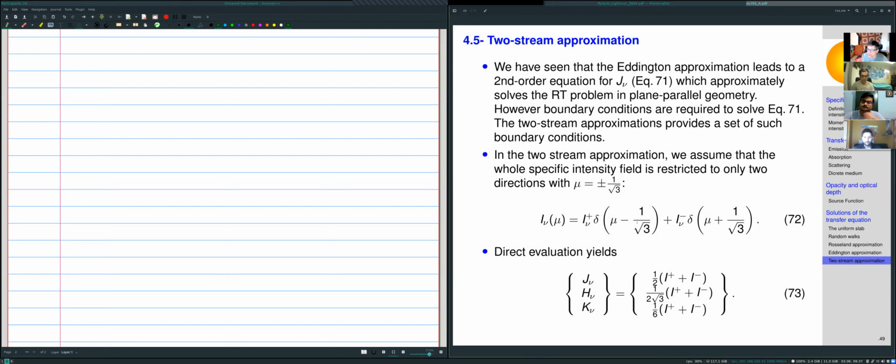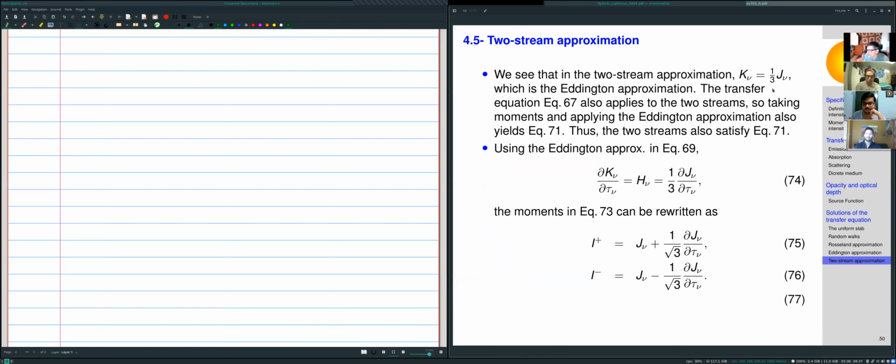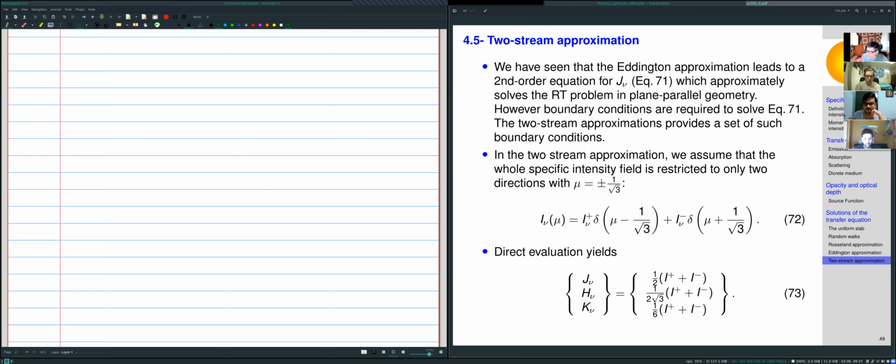If we use 1/2, then these coefficients change. When you calculate the moments, you could use 1/2 here instead of 1 over square root 3, and you'd have different coefficients. The relationship between K and J would still be similar, but you wouldn't get this factor of 1/3. You'd get maybe 1/2, depending on the angle you choose, but it's not going to be 1/3. We get 1/3 here because, as Felipe says, it works. We put 1 over square root 3 here because it gives us 1/3.